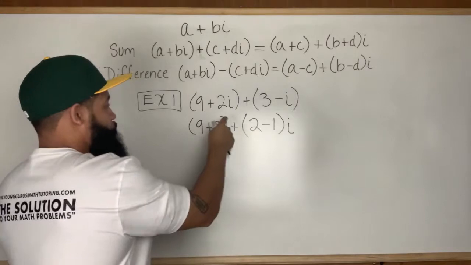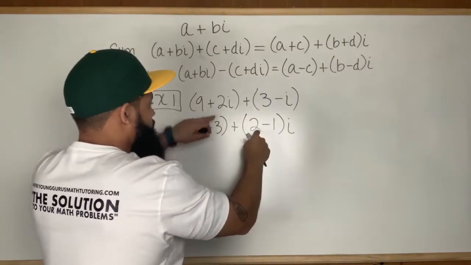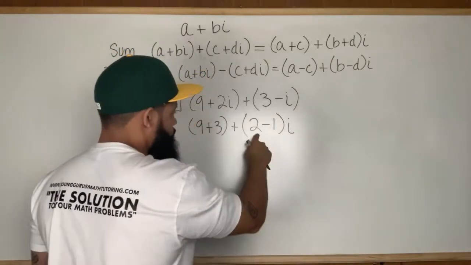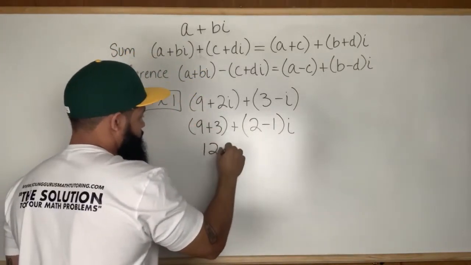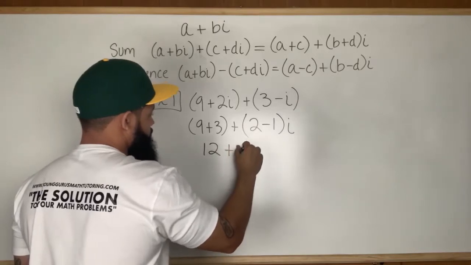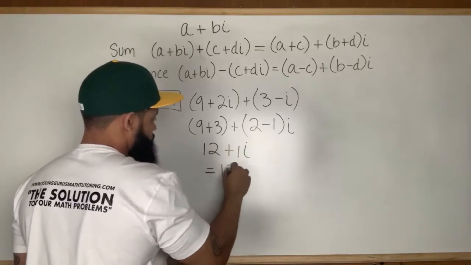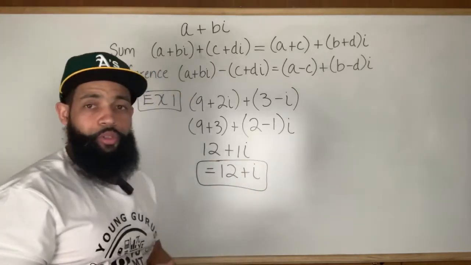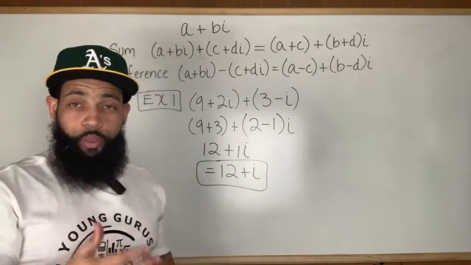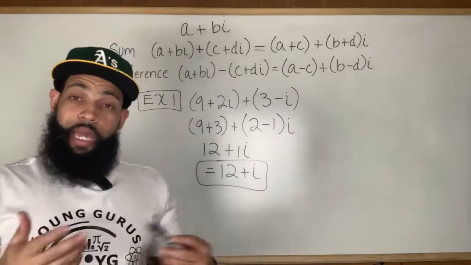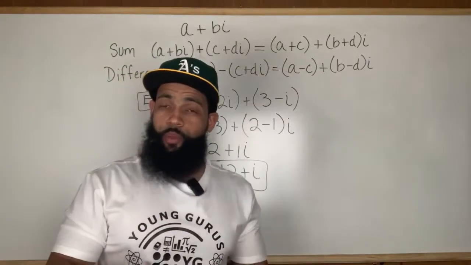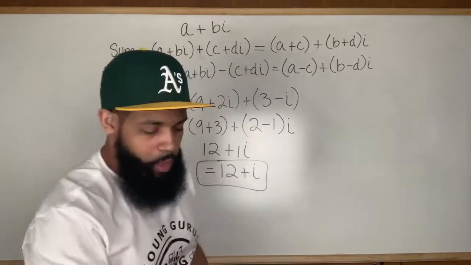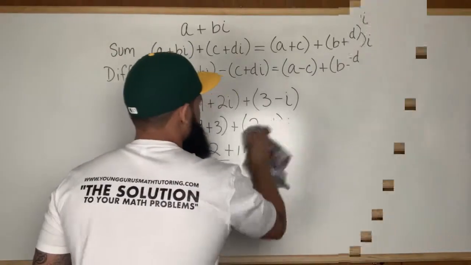Okay, so I added the real parts. The real parts are 9 and 3. The imaginary parts are 2 and negative 1. So that gives me 12 plus 1i, or simply 12 plus i. That's my final answer right there. So all we're doing is taking the real parts of both of the terms and adding them, and then taking the imaginary parts and adding them and putting the i next to it. Okay? Let's do example 2.